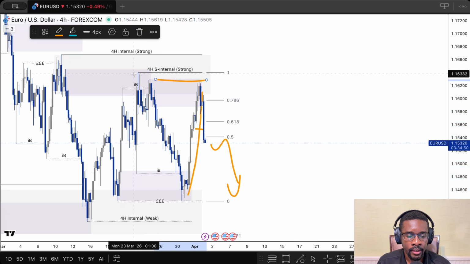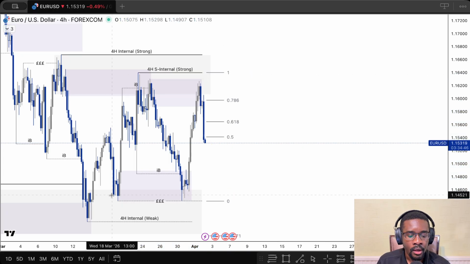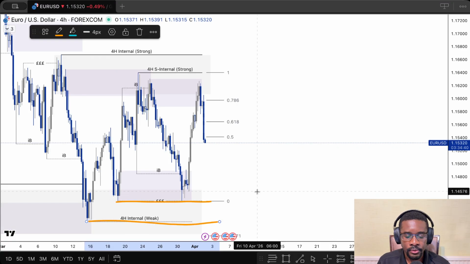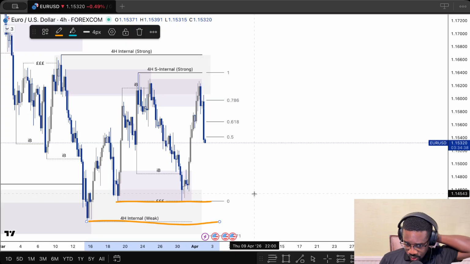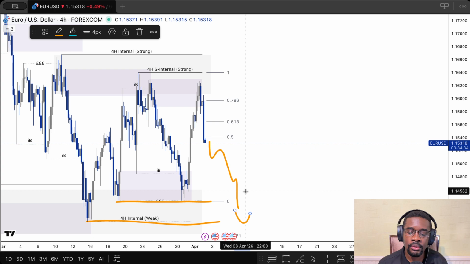Okay, it failed to make a higher high, and we have relative equal lows right there, and then we have a weak internal low right there as well. So the expectation is that price on the high time frames is still bearish and is going to continue bearish.